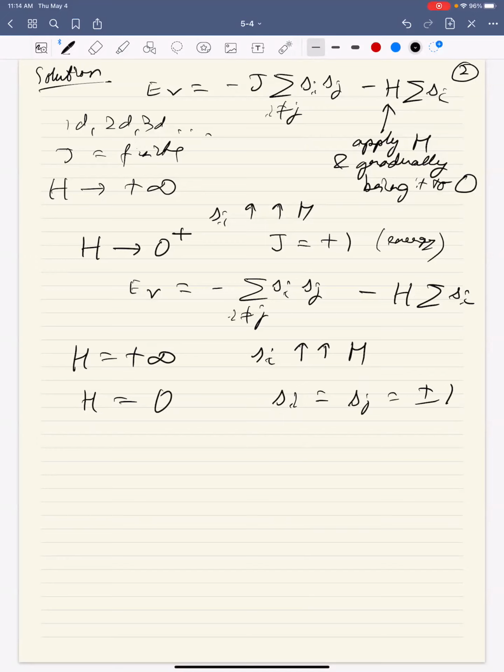When H was +infinity, if H was positive, so H is positive, right? This means Si must be equal to +1, right? But something happens when H becomes exactly 0. So this is what we need to understand, what's really going on here. In order to understand this, I'm going to do a little bit of math.